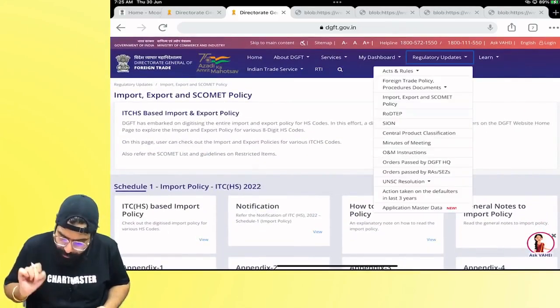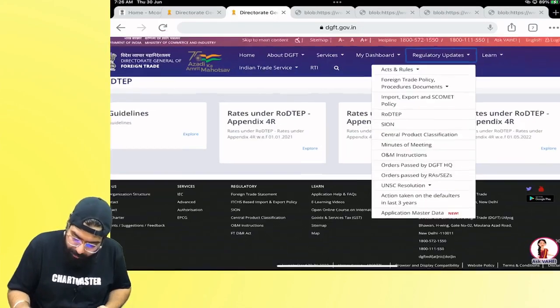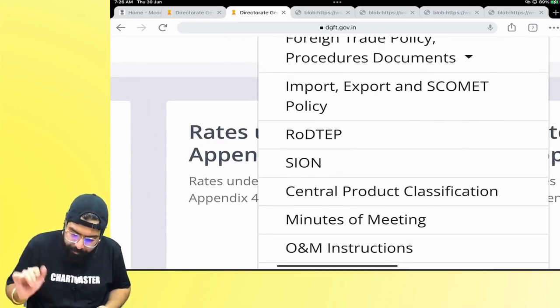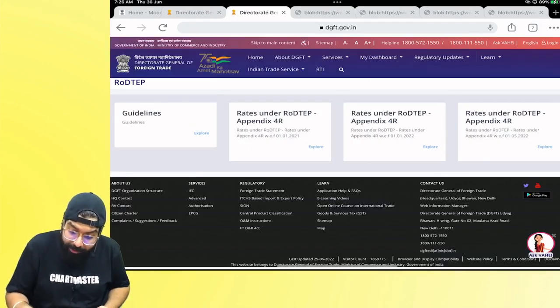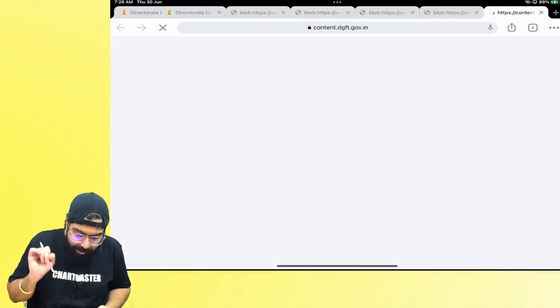Can you see RODTEP? Yes, everyone, here is the regulatory framework. Can you see RODTEP? You saw CON over there, CON is also there. Now everyone over here, can you see the rate under RODTEP? Now, they are telling over here.